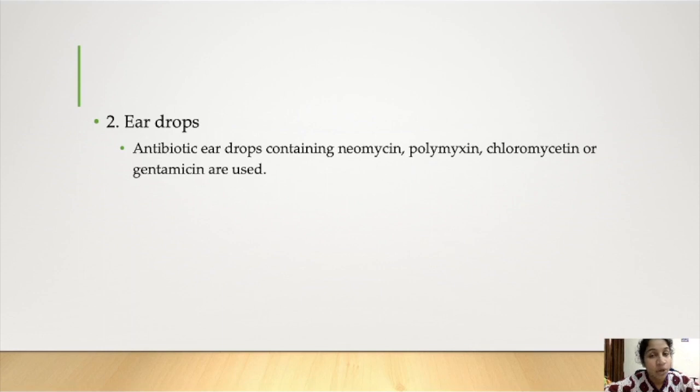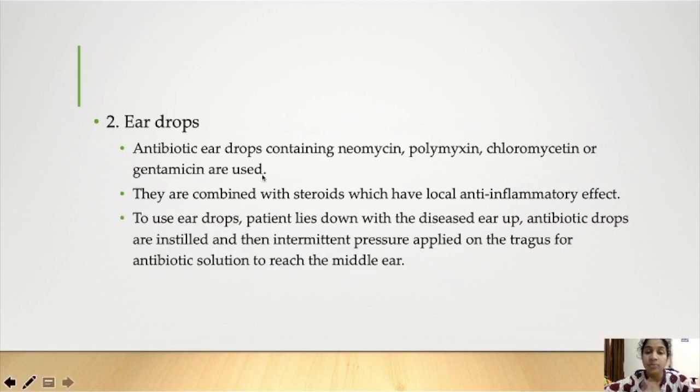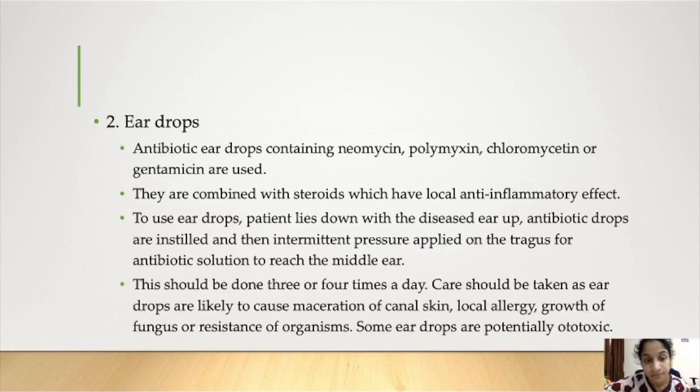Ear drops: antibiotic ear drops containing neomycin, polymyxin, chloramphenicol, or gentamicin are used. They are combined with steroids, which can have a local anti-inflammatory effect. To use ear drops, the patient lies down with the diseased ear up. Antibiotic drops are instilled, and then intermittent pressure is applied on the tragus, for the antibiotic solution to reach the middle ear. This should be done 3 or 4 times a day.